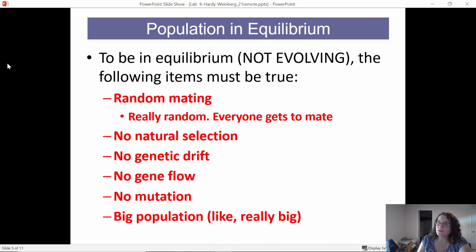Remember, to be in equilibrium, not evolving, the following items are true. Random mating, everyone gets to mate. No natural selection, no genetic drift, no gene flow, no mutation in the big population. We're going to be mostly talking about the random mating, no natural selection, and a little bit in this class about these items here. Genetic drift, gene flow, and mutation.